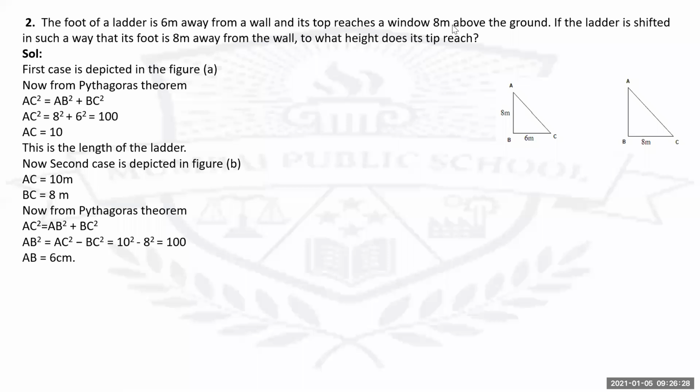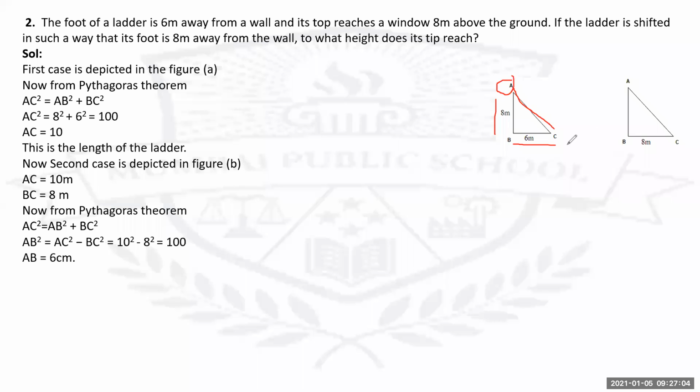Understand? So first what you will do is you will draw a triangle. Now the first case is depicted in figure A. So this is the ladder. This is 6 meters away from the wall. Understand this? And its top reaches the window 8 meters above the ground. The window is 8 meters above the ground. If the ladder is shifted in such a way that its foot is 8 meters away from the wall.